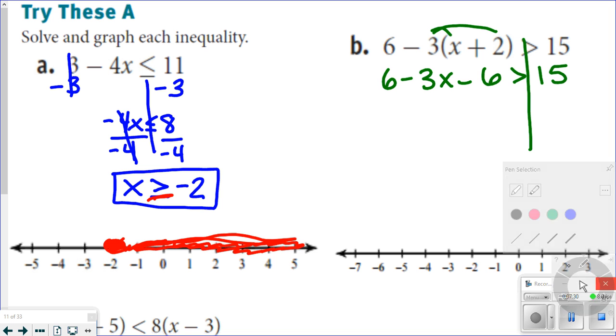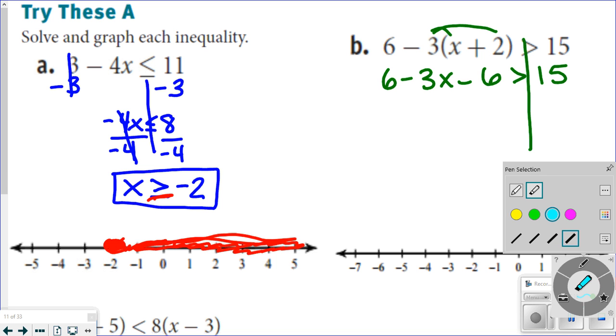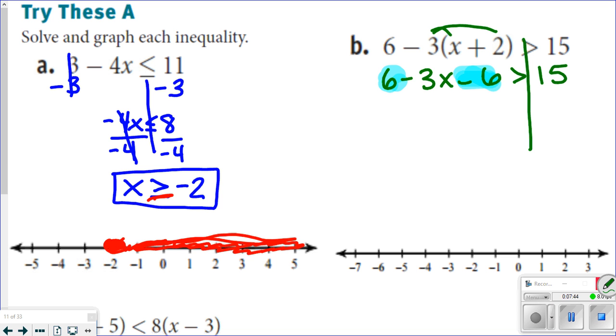And if I'm looking here, we have like terms. I have a 6 and I have a negative 6 on the same side of your inequality symbol. So because that's the case, we just need to combine our like terms. Keep the sign. 6 minus 6 is 0. So these are gone. They cancel each other out. Negative 3x is greater than 15.